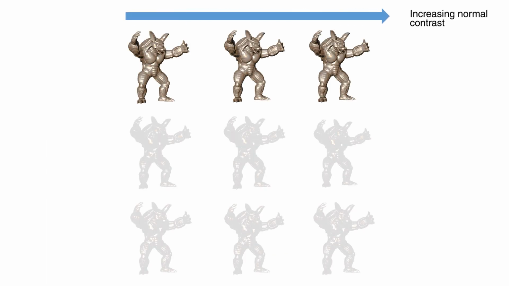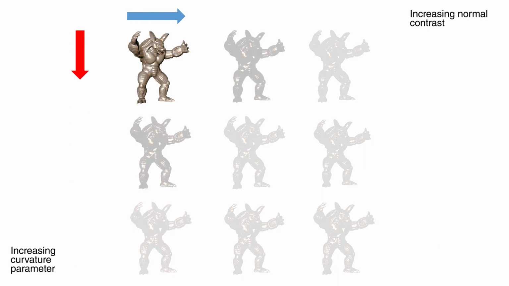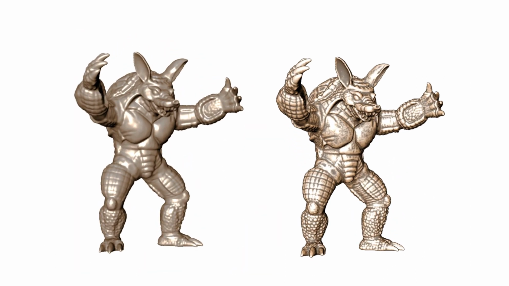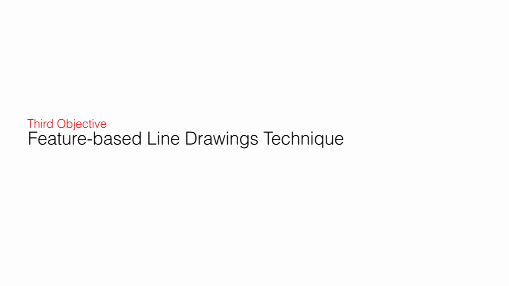Geometry-based shading technique combines the advantages of normal enhancement and curvature shading to enhance shape depiction. The dual enhancement is most effective in conveying the illumination characteristics, material, and surface features. In order to depict shapes through lines, the feature-based line drawings technique has been proposed.